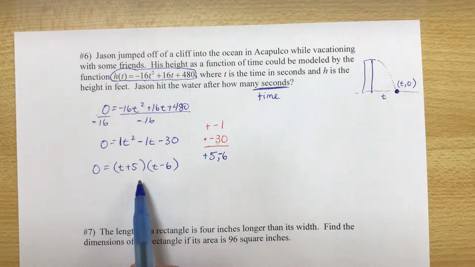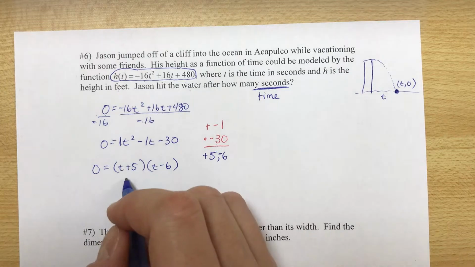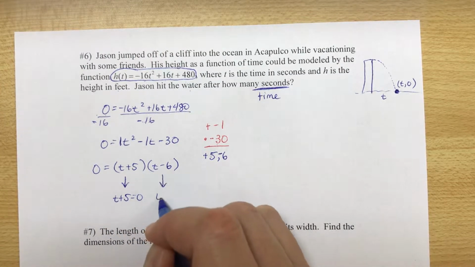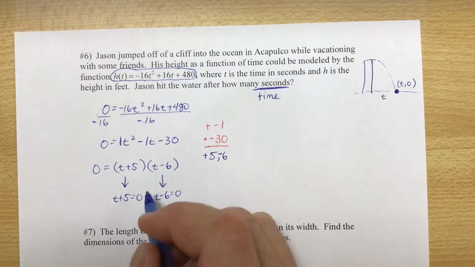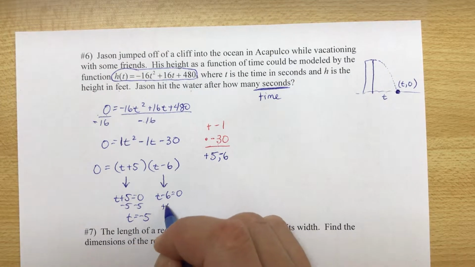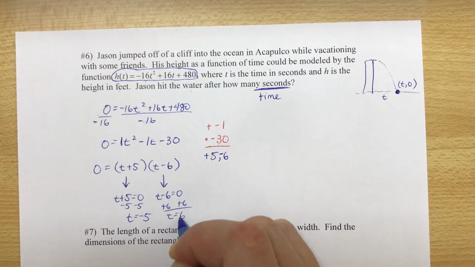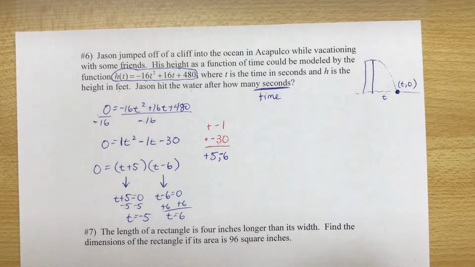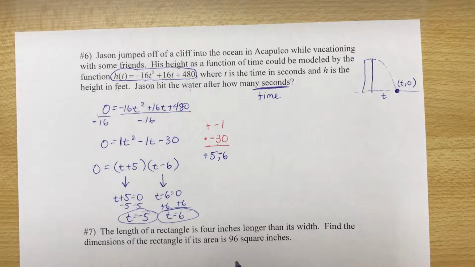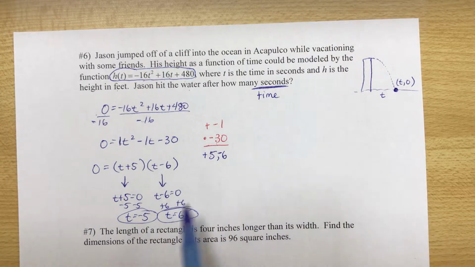And now that we factored it, we're not done. Now we need to solve. So we take each factor, set it equal to 0, and we solve. Here we would subtract 5, so t is negative 5. Here we would add 6, t is positive 6. Okay, now we've got to think here. Jason is jumping off of a cliff. He hits the water. According to this, there are two solutions. He hits the water when t is negative 5. He hits the water when t is 6.